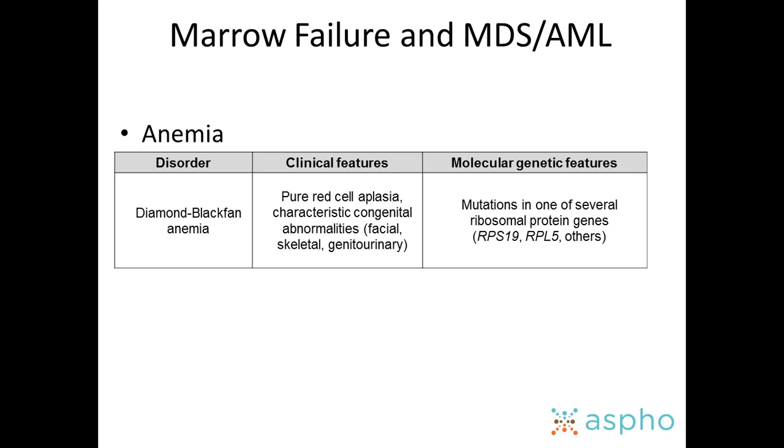So there's one marrow failure syndrome that predisposes to AML that presents primarily with anemia, and that's Diamond-Blackfan anemia. Typically, these patients present with a pure red cell aplasia initially before progressing to bone marrow failure, and there are also characteristic dysmorphic abnormalities. And this disorder is caused by germline mutations in one of several ribosomal protein genes.